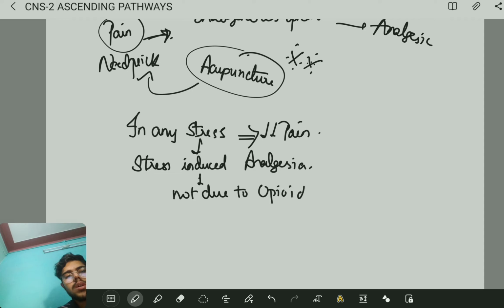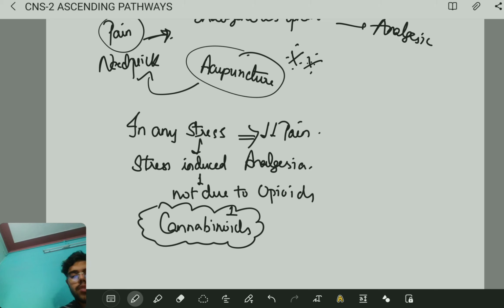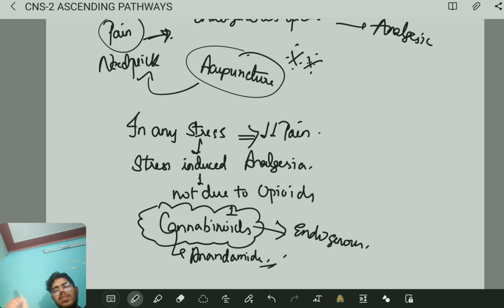Now this stress induced analgesia is not due to opioids. Then who is coming into the role of action? That is cannabinoids. Cannabinoids come into the role of action, acting as the endogenous drug, in pharmacology, that is anandamide. If you write this, they can give you good marks. Fine? Okay.